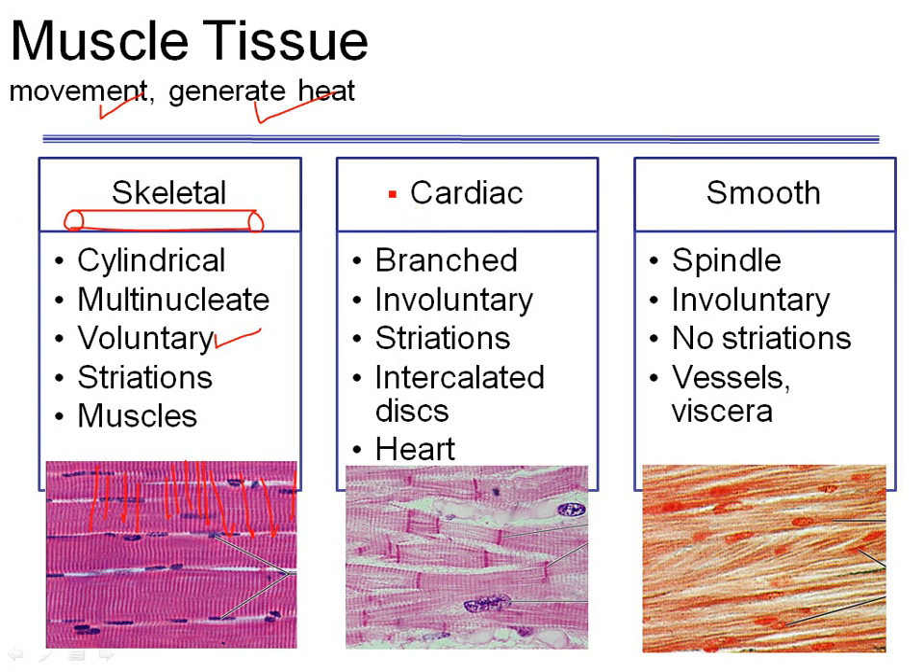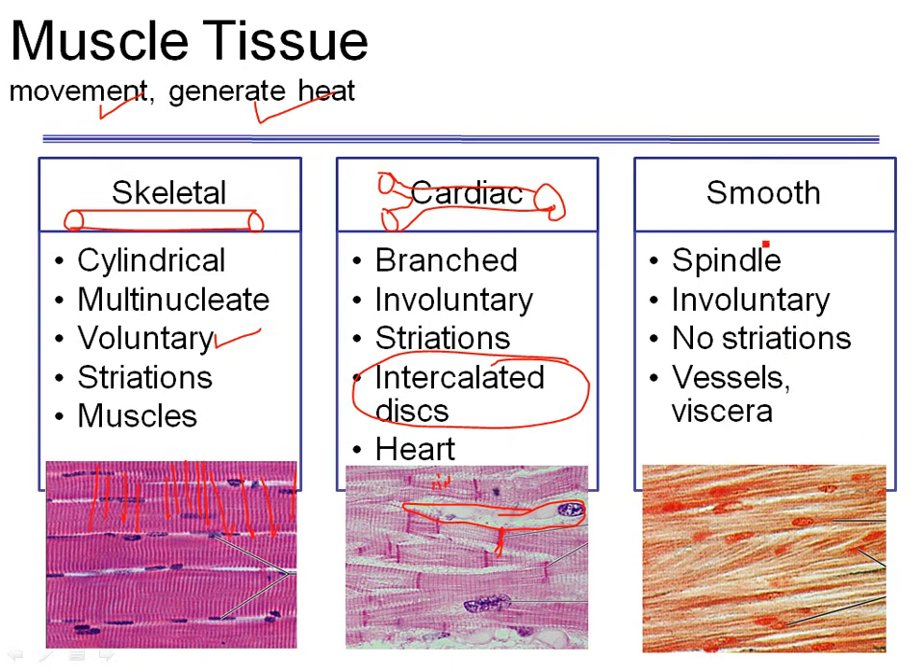Cardiac muscle cells are branched cylinders. Okay, they're still striated. They still have stripes to them. Because they're branched, there's a little bit of connective tissue between them. And what they have that nobody else has are intercalated discs. An intercalated disc is a structure between cells that allows them to contract at the same time. So obviously this is the heart, and this is involuntary muscle control.